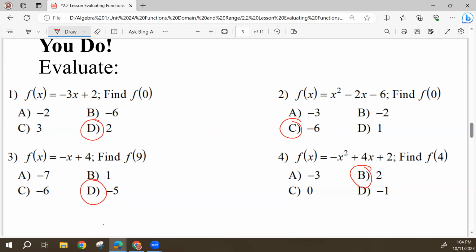So I'm hoping you pressed pause and you tried these on your own. It's okay if you got one or more wrong. This is the beginning of our learning process. If you did get one or more wrong and you can't see where you made a mistake, please do call me over and I'd love to help you with those.